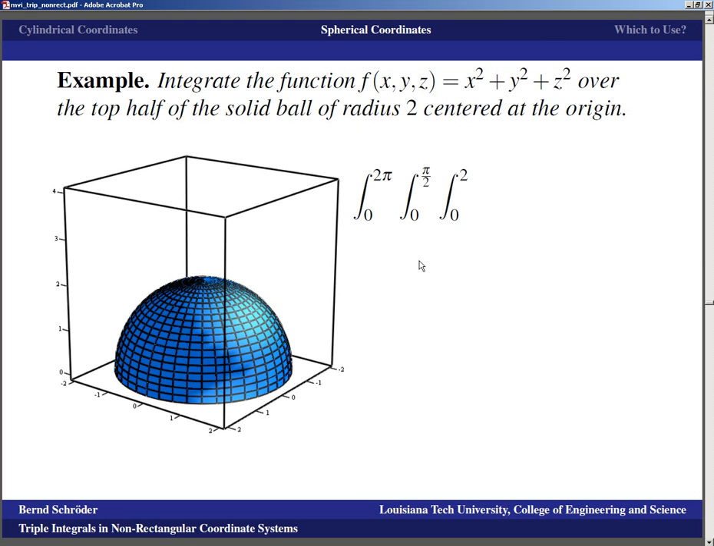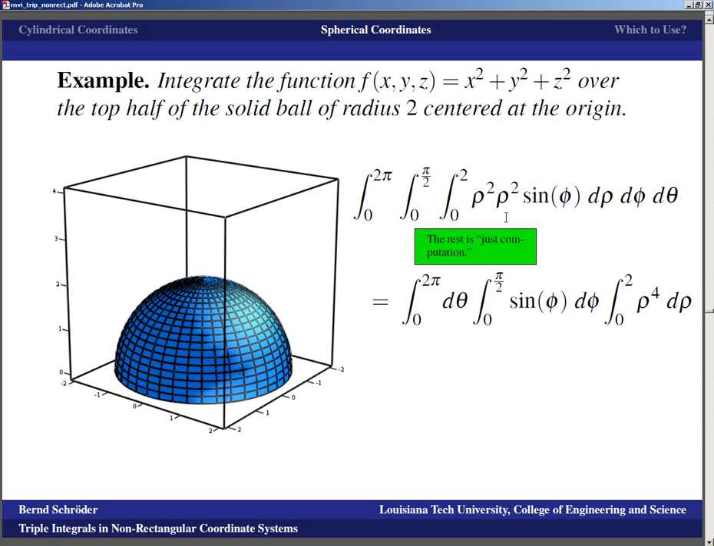And then the radius would go from 0 to 2, of course, because the thing has radius 2, as we can see here, because that's a 2, which lines up exactly with the furthest extent that this hemisphere has. F of x, y, z is, of course, rho squared. Then we've got rho squared sine phi d rho d phi d theta, which is exactly the volume element. And, well, the rest is just computation, and in fact the computation isn't that bad, because everything decomposes, right?